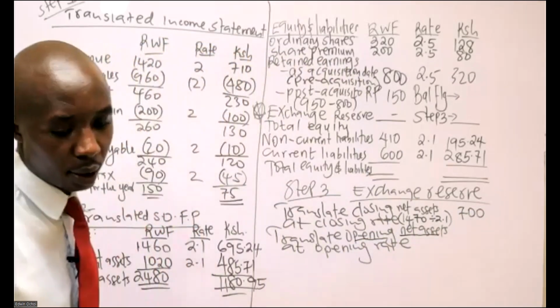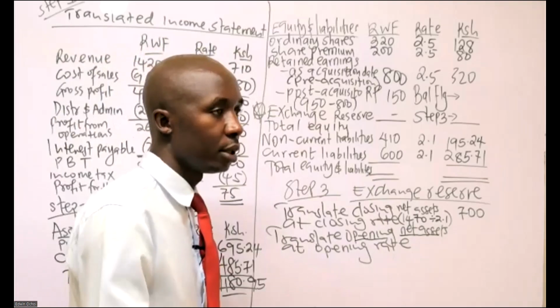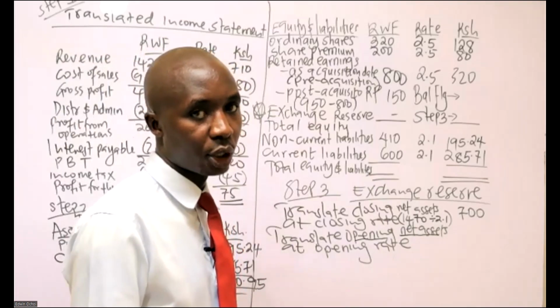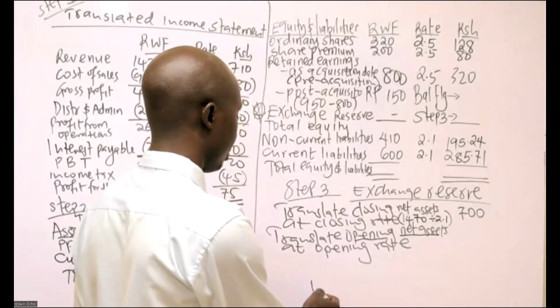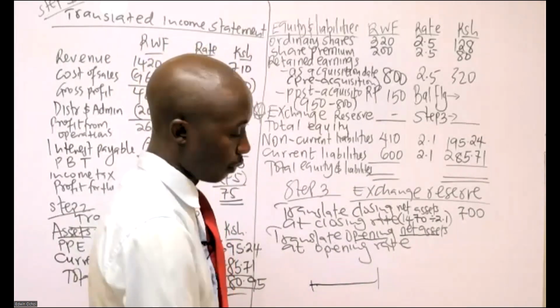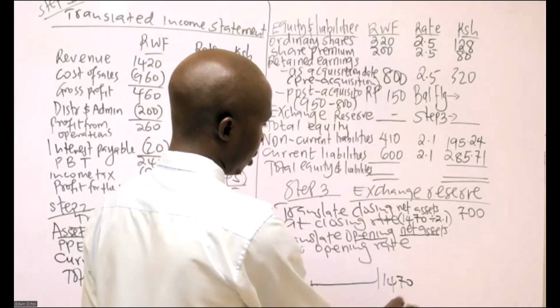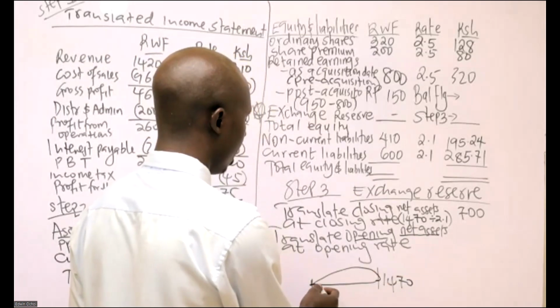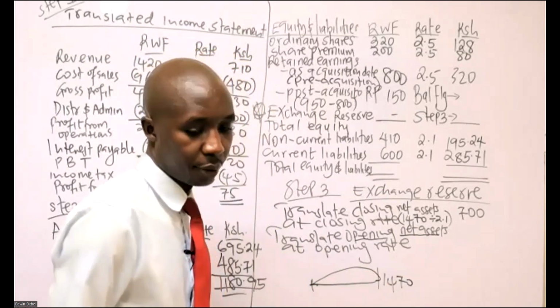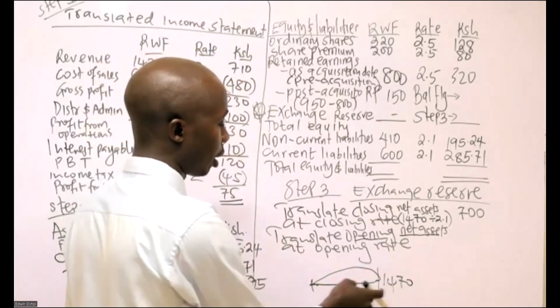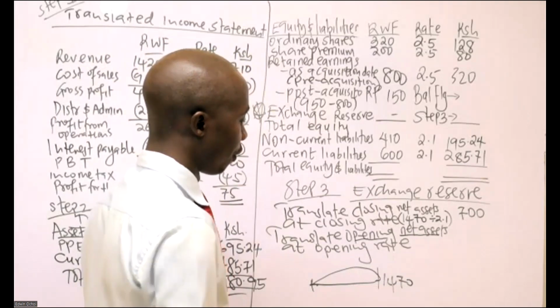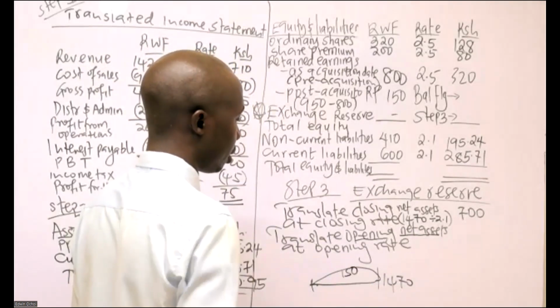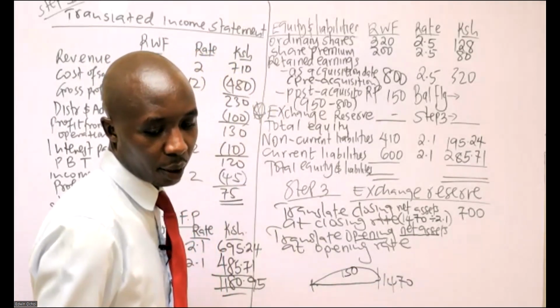So the closing net assets includes what? Equity, that is ordinary share capital, share premium, and profit. So we have 1470. So what if I need the opening here? I will just check the profit for the year. I deduct it from here so that I get the opening. The profit for the year is 150. Am I correct?